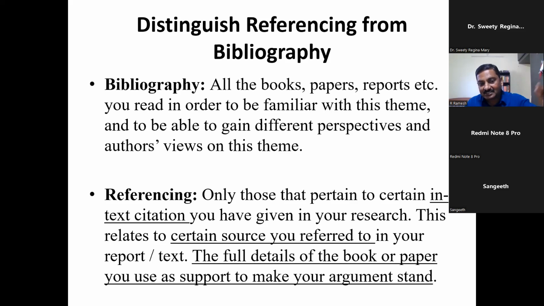Whatever in-text citation you made, referencing must be there. And you cannot avoid referencing. If there is an in-text citation, it must be supported with a reference. So referencing is very important. Bibliography, it depends on universities. It depends on your choice also as a researcher, whether you want to give or not.